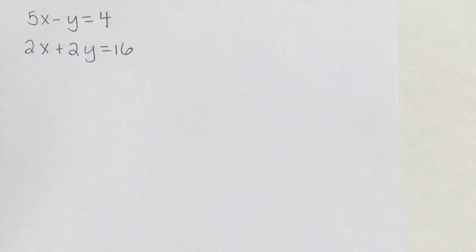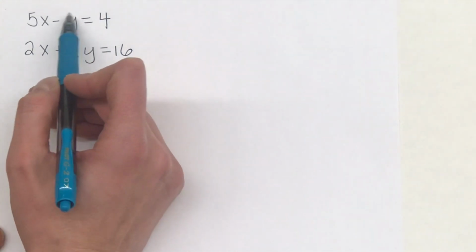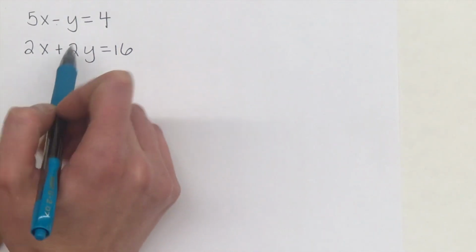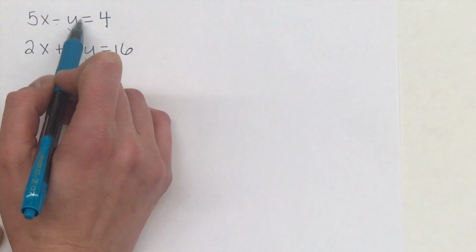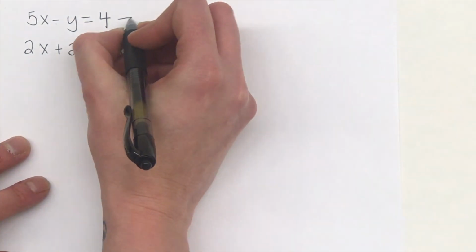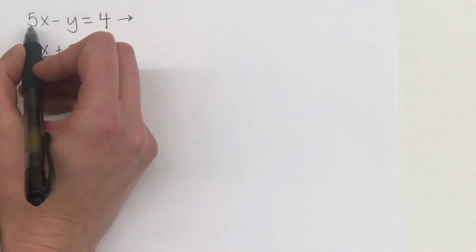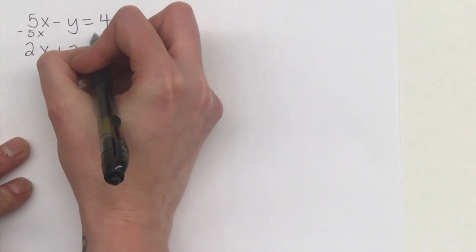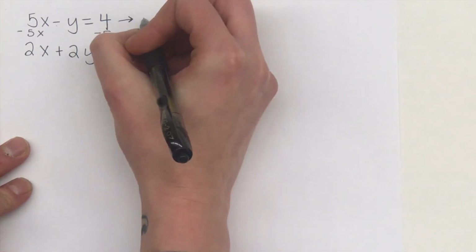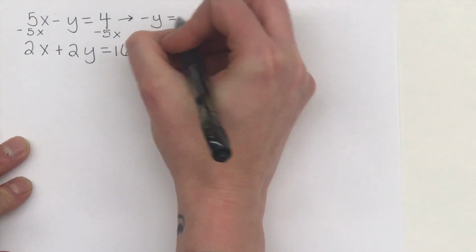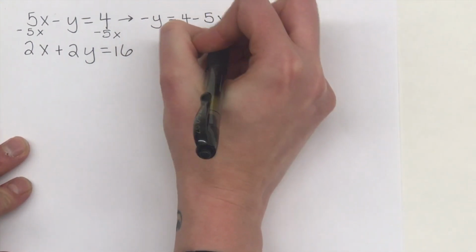variable. When I look at this system, I see that the y has a coefficient of 1, meaning there's no other number that's attached to it. So that tells me that that is the variable that I want to isolate. There's a couple of different ways you could rewrite this, but I'm going to start by rewriting this equation, and the first thing I'm going to do is subtract 5x from both sides. And when I do that, I'm going to be left with negative y, don't lose that negative sign, equals 4 minus 5x.